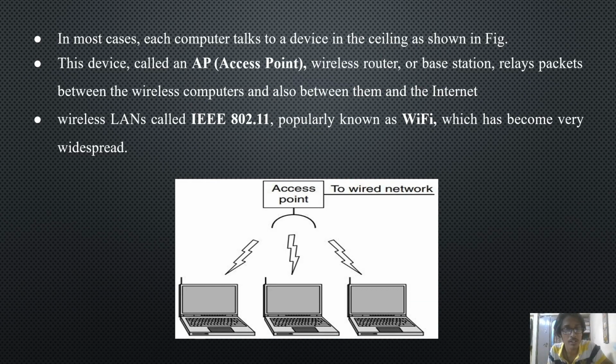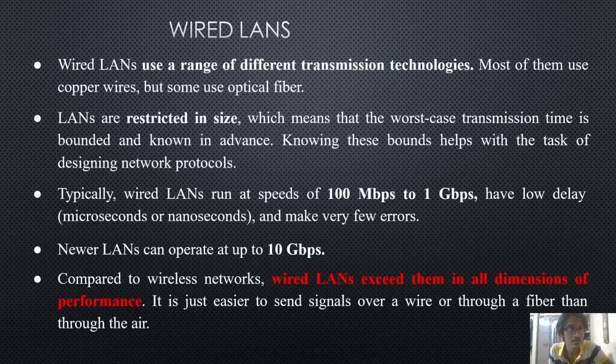This device, called an AP (access point), a wireless router, or base station, relays packets between the wireless computers and also between them and the internet. Wireless LANs, called IEEE 802.11, popularly known as Wi-Fi, have become very widespread. Wired LANs use a range of different transmission technologies. Most of them use copper wires, but some use optical fiber.